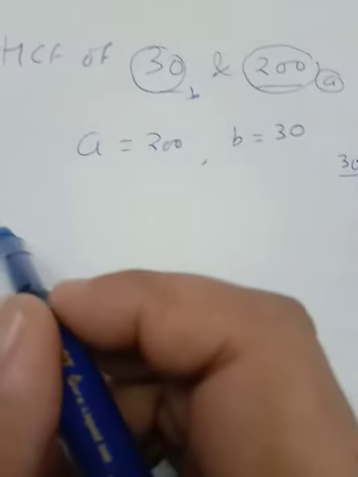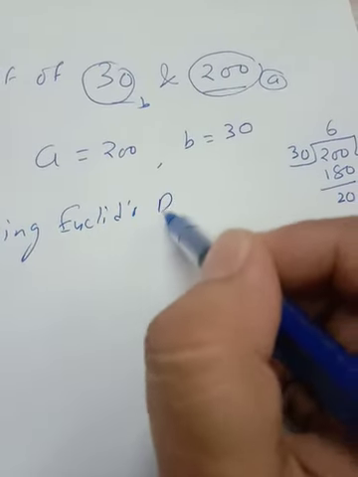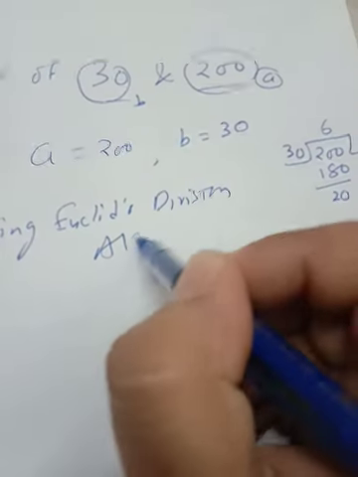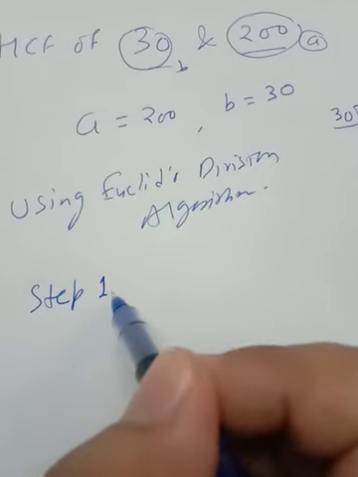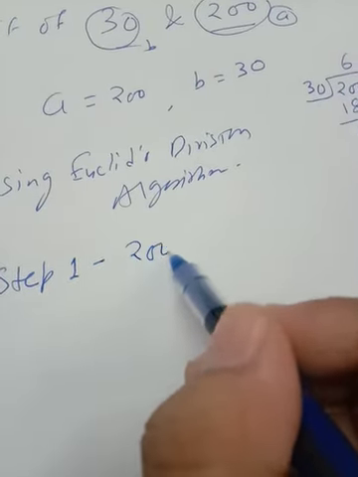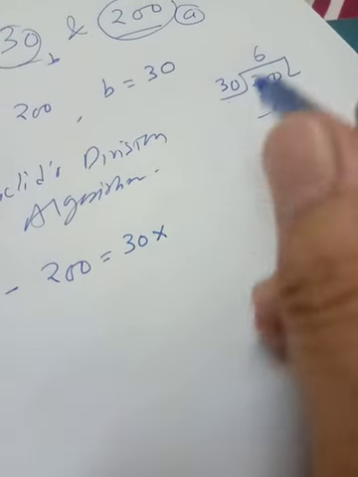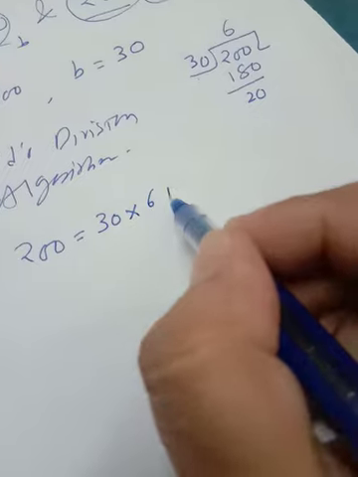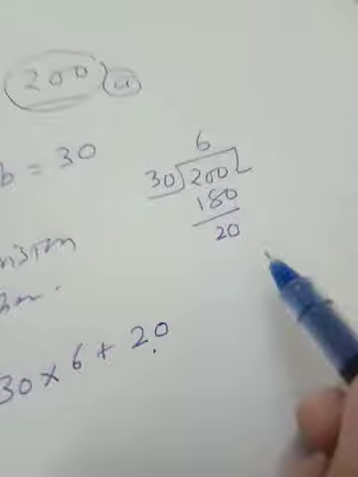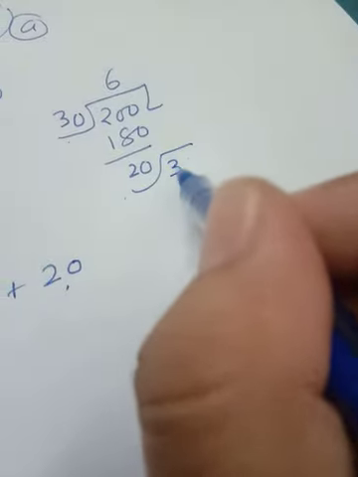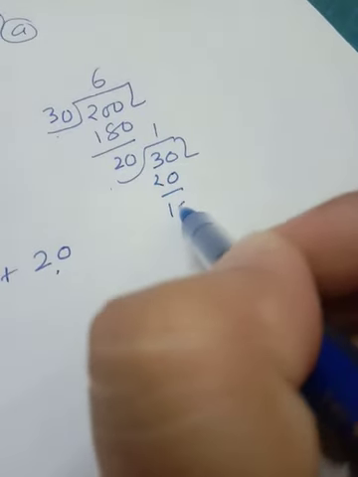So you have to write, using Euclid's division algorithm, step 1. You can write 200 as 30, that is the divisor, into 6, plus the remainder 20. Since the remainder is not 0, we will divide 30 by 20. 20 times 1 is 20 and the remainder is 10.